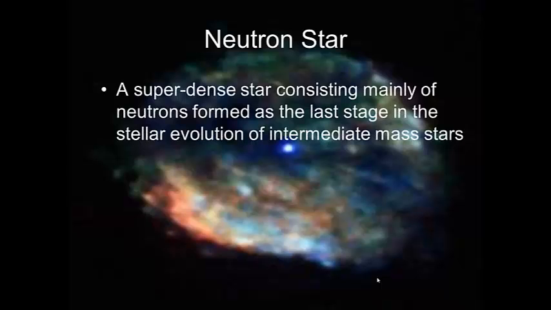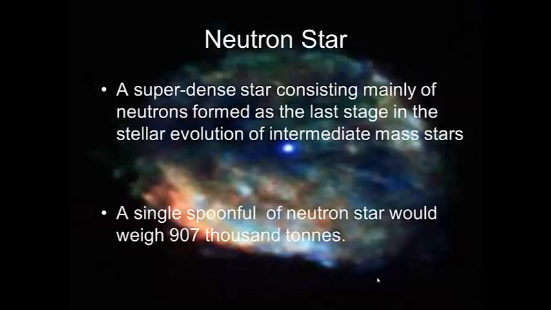A neutron star is a superdense star consisting of mainly neutrons, formed as the last stage of stellar evolution of intermediate mass stars. A single spoonful of a neutron star would weigh approximately 907,000 tons, so it's very, very dense.